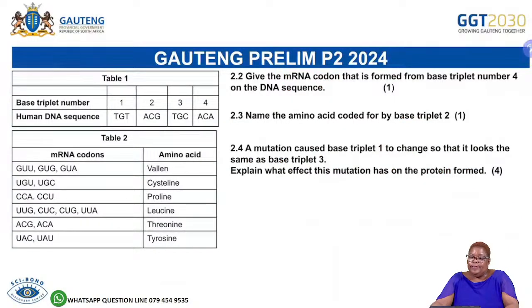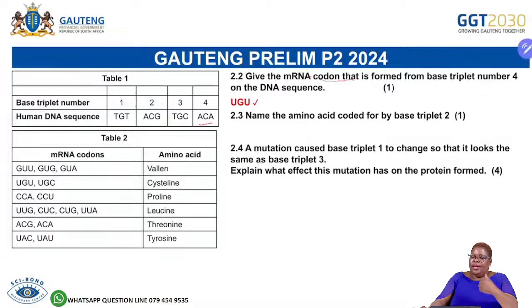Is it possible? Right, we continue with Gauteng Prelim Paper 2 of 2024. Same information. These are the questions. Give the mRNA codon that is formed from base triplet number 4 on the DNA sequence. DNA sequence number 4, we've got ACA, right? Now give the mRNA codon that is formed for ACA. Remember, I've told you already you'll be having the anticodon here.